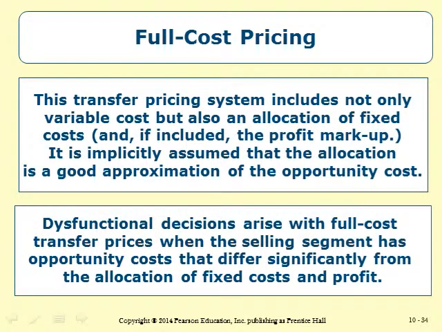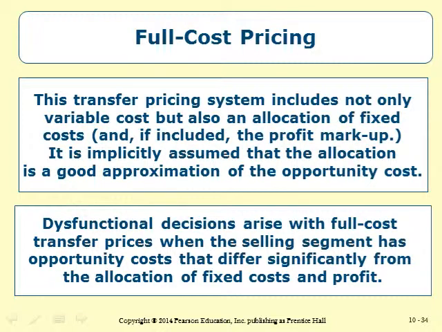Full cost transfer prices include not only variable costs, but also an allocation of fixed costs. In addition, some companies also add a markup for profit. This implicitly assumes that the allocation of fixed costs is a good approximation of the opportunity cost. In cases of constrained capacity, where the selling division cannot satisfy all internal and external demand for its products, the opportunity cost is positive. In such cases, variable cost transfer prices are problematic.